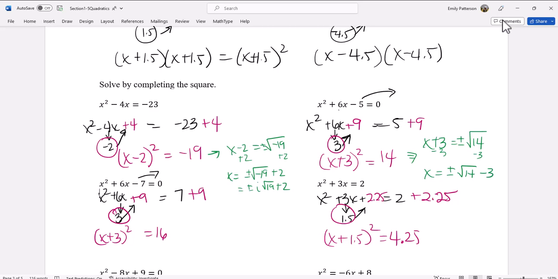Let's do it again, taking the square root of both sides, so I've got x plus 3, and this is equal to the square root of 16, or positive negative 4. So then I'm going to subtract 3 from both sides. So x is equal to positive negative 4 minus 3. So you have positive 4 minus 3, which is 1, or you have negative 4 minus 3, which is negative 7.